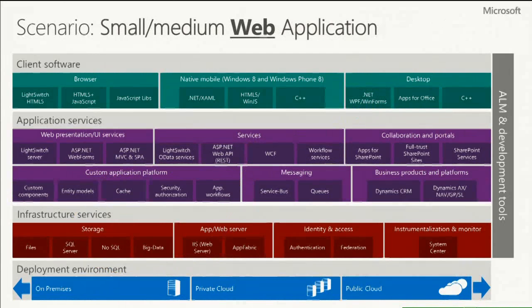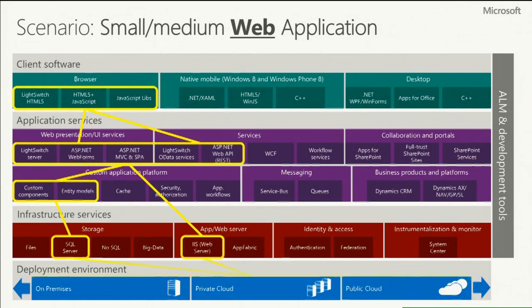Second scenario would be a small, medium-sized web application. So in this case, the middle tier is going to be pretty similar. But for the presentation layer, we will be using HTML5 and JavaScript, and could be LightSwitch. I will talk about LightSwitch later on. And then different services, and then data.